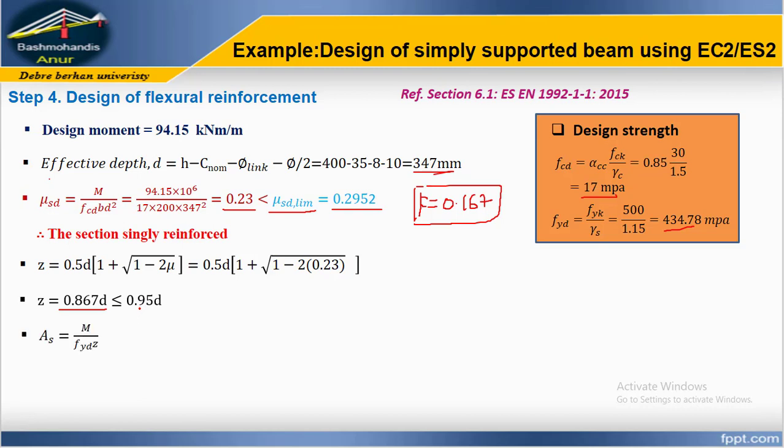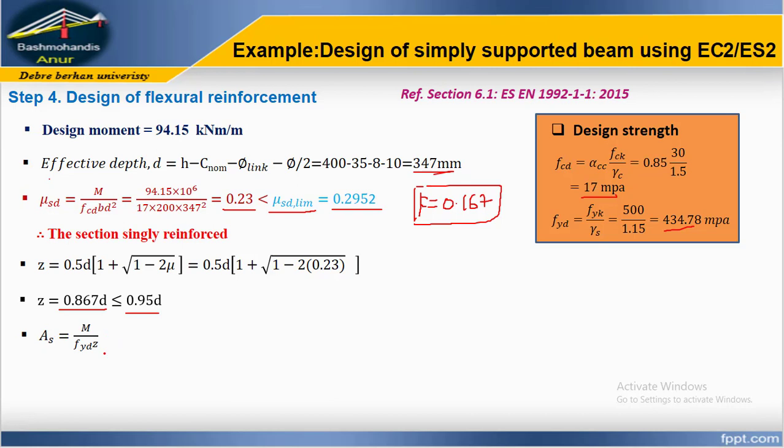0.95 D minus a little bit. Finally, As equals to 0.95 D... Finally, area of steel equals design moment divided by fyd times Z, okay?